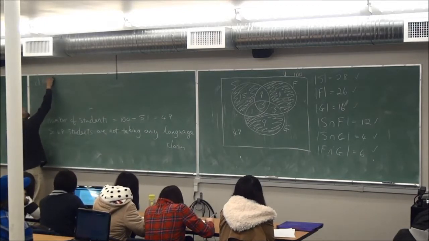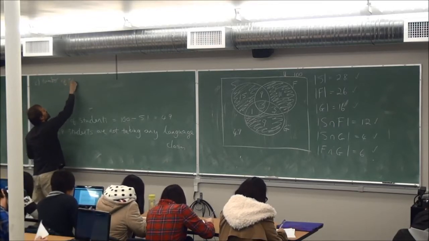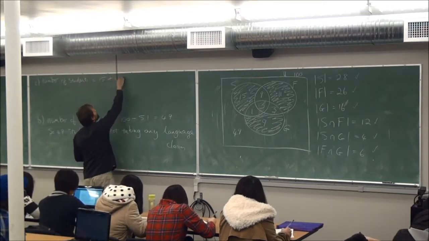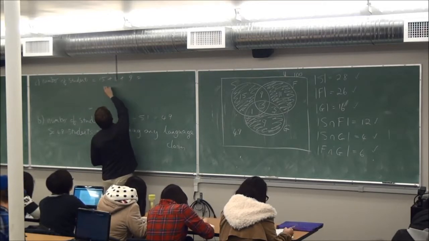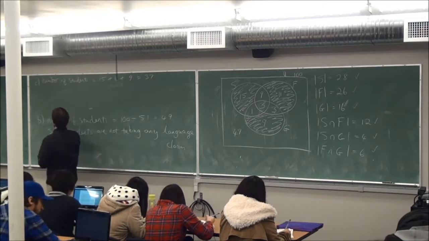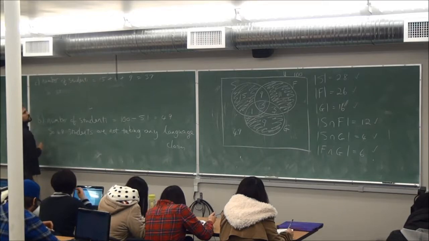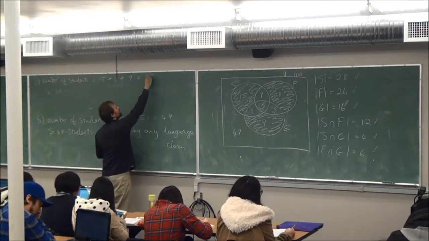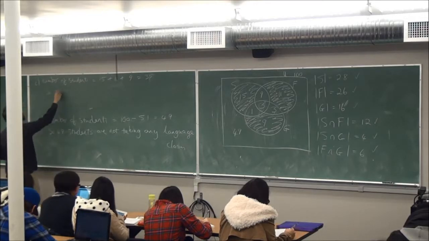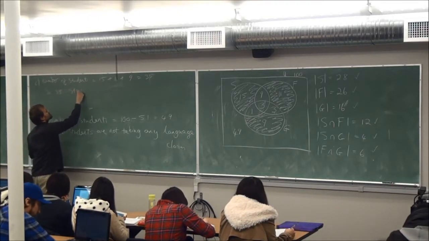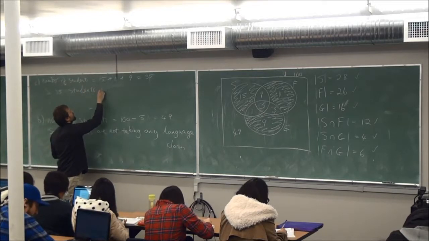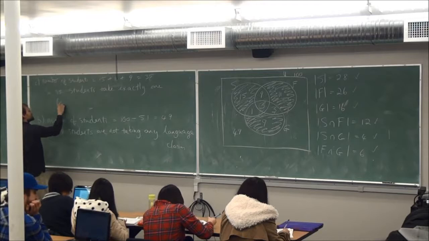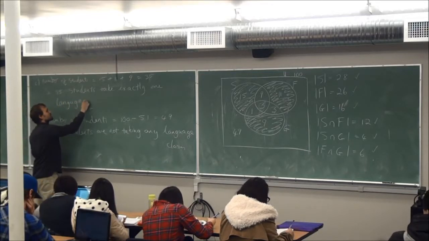So the number of students that they're looking for: 15 plus 11 plus 9, giving me, what is this, 26, 37? 35. Why not 37? Well, could be. I was just checking if you're awake. Don't cross my arithmetic, worst idea ever. So 35 students take exactly 1 language class.